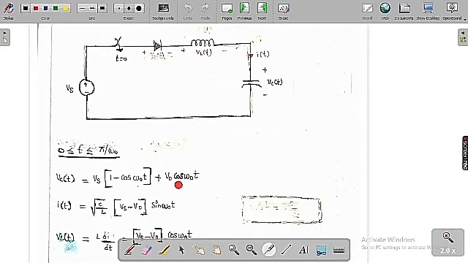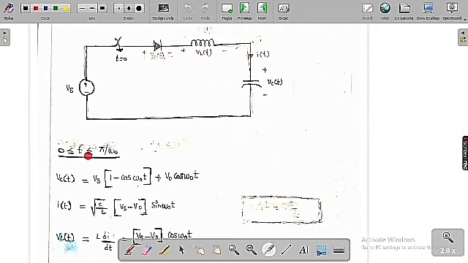Here Vc naught means nothing but V naught, which we are going to assume is the initial voltage across the capacitor. So Vc naught into cos omega naught t. I of t is equal to square root of C by L into Vs minus Vc naught into sin omega naught t, and VL of t is equal to L di by dt, which is Vs minus Vc naught into cos omega naught t, where omega naught is equal to 1 by square root of LC.